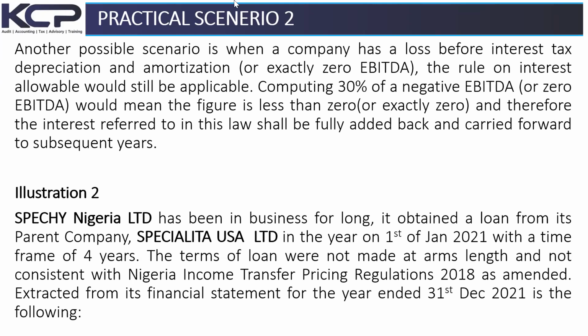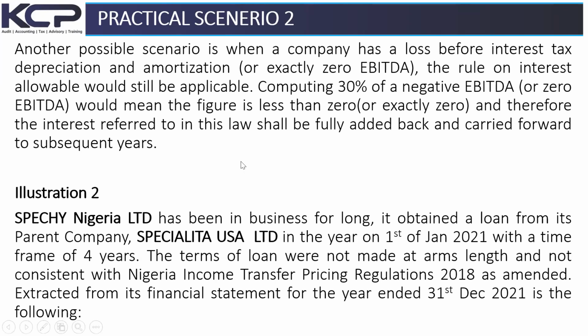Speechy Nigeria Limited has been in business for long. It obtained a loan from its parent company, Specialita USA Limited, on the 1st of January 2021, with a repayment period of 4 years. The terms of the loan were not made at arm's length and not consistent with the Nigerian Income Tax Transfer Pricing Regulations 2018 as amended. Extracts from the financial statements for the year ended 31st of December 2021 are as follows.